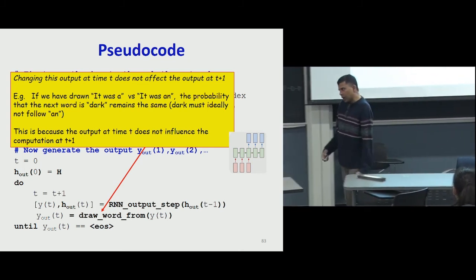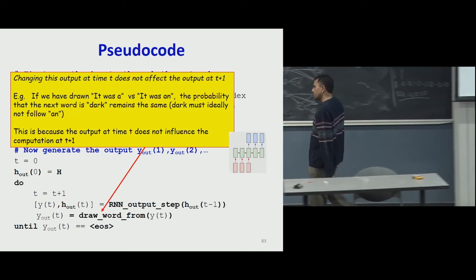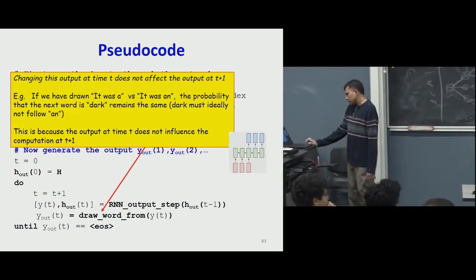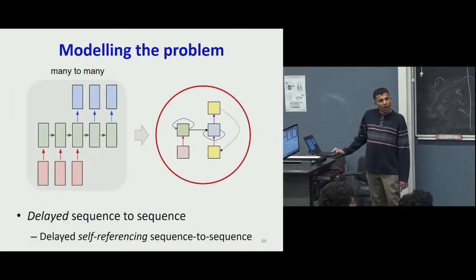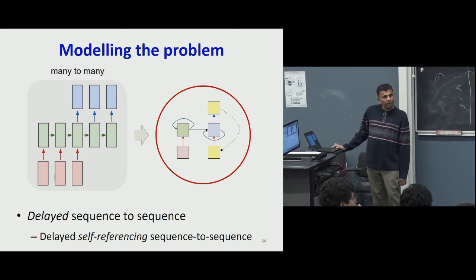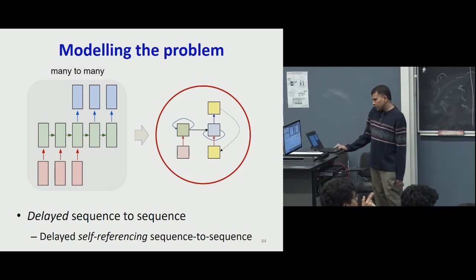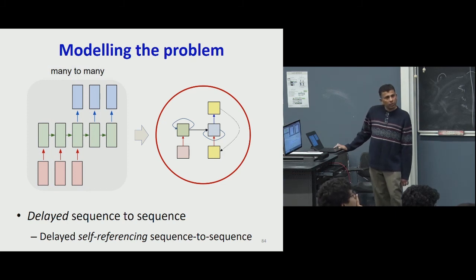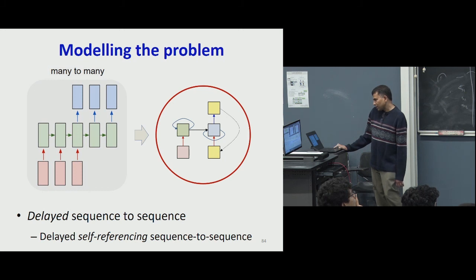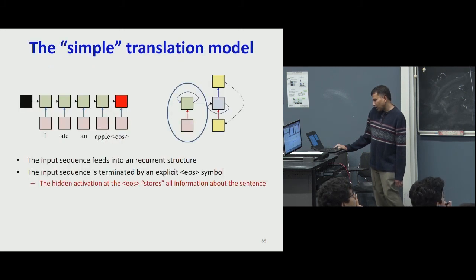So to account for this, we will modify the model a little bit. We are going to say that the output is now going to be fed back to the input. So there's an encoder stage which produces a hidden representation, which is going to be fed to a language generator, which works exactly the same as before. So here's a simple translation model.